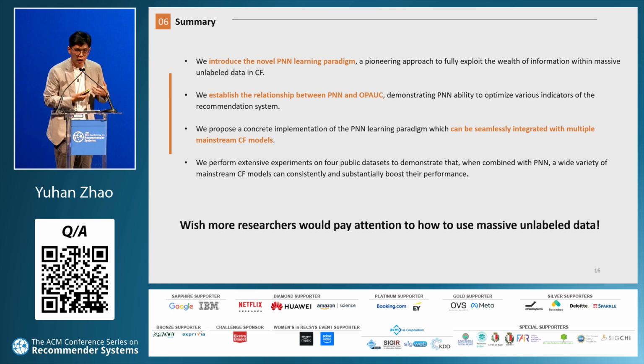I'm so happy that I noticed that more and more research in RecSys realizes the unlabeled data's importance. Wish more researchers would pay attention to how to use massive unlabeled data. And in the future, we want to explore the unlabeled data and diversity. You know, we have limited positive items, but unlabeled data have different categories, different information. So we hope we use unlabeled data to improve the diversity and other metrics beyond accuracy.